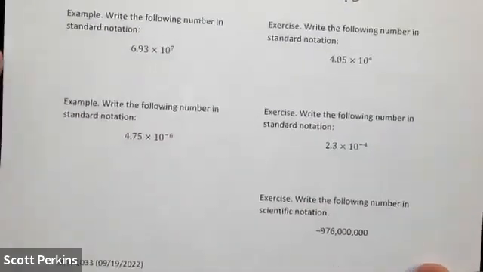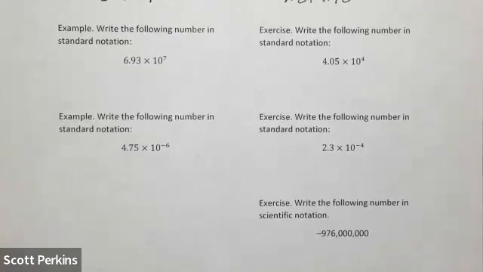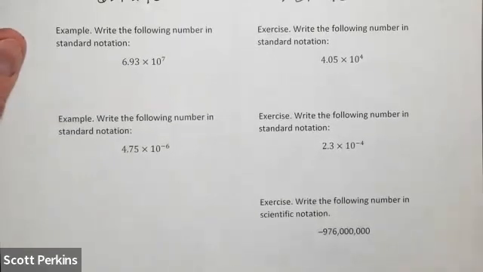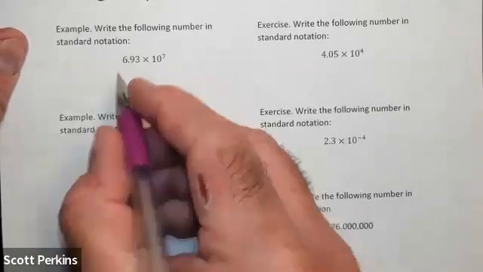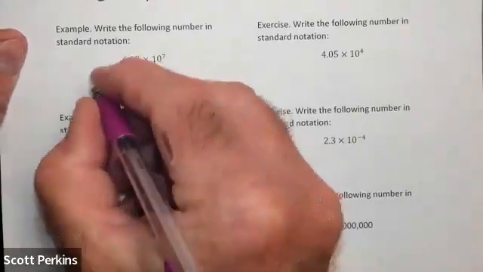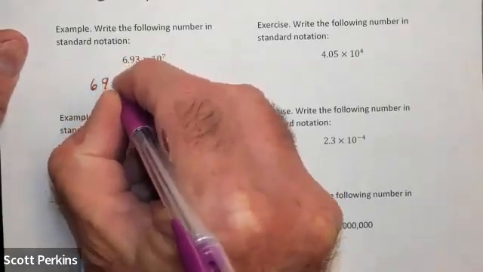Okay, there's nothing new for basically the rest of the section. So now I've got 6.93 times 10 to the 7th. I want to write that out. So here's just how you do that until you get good enough that you don't have to. I'm going to take the 6.93 and I'm just going to write 693, no more decimal.